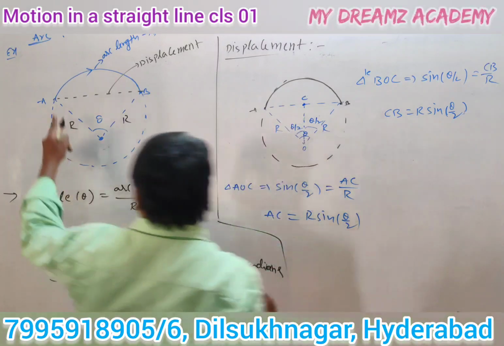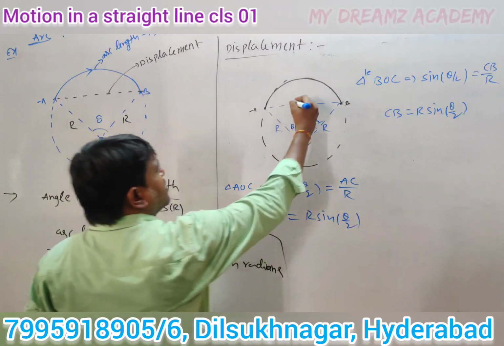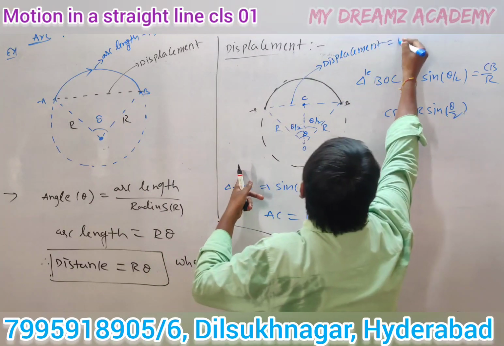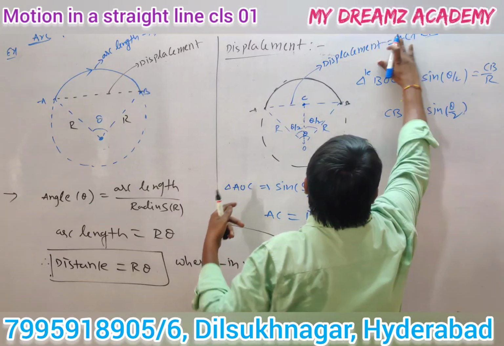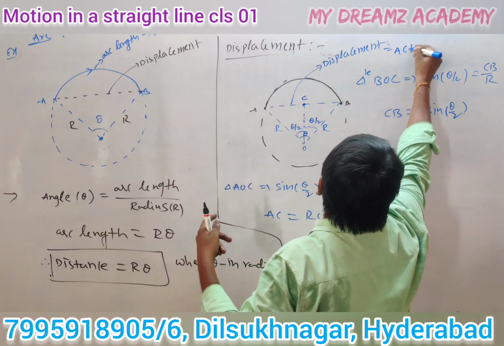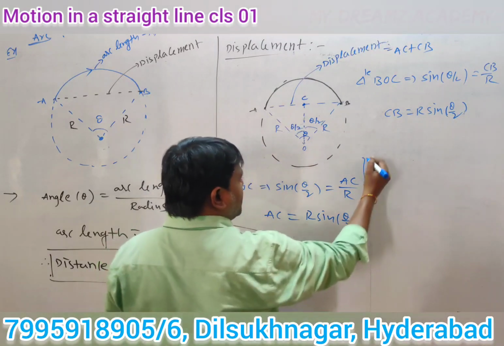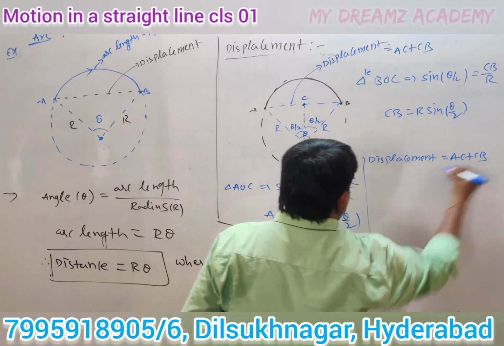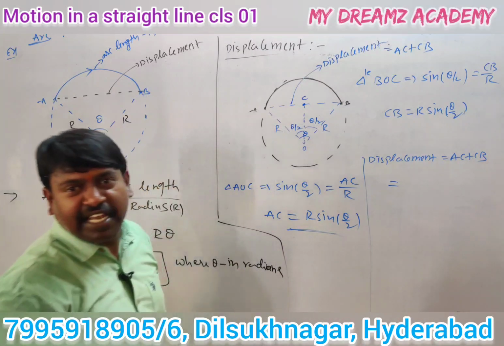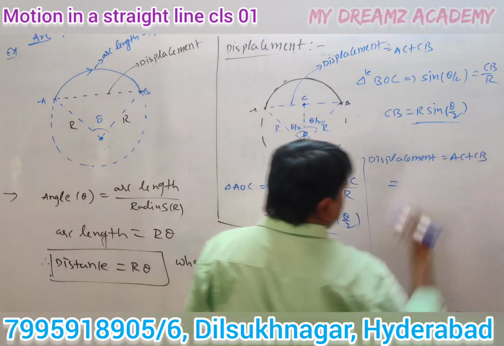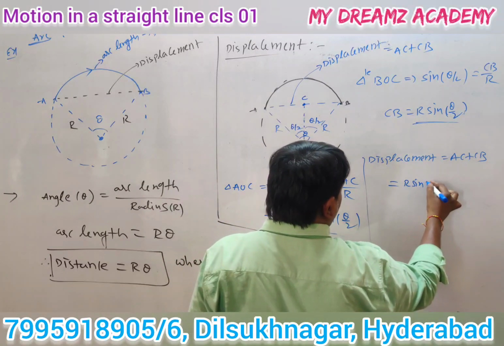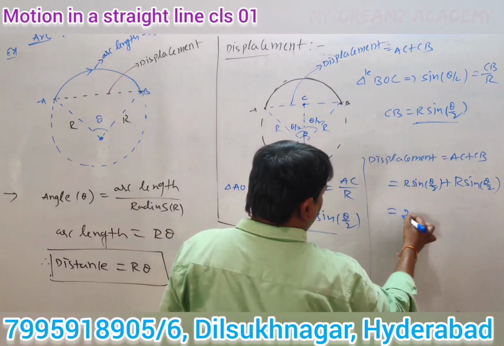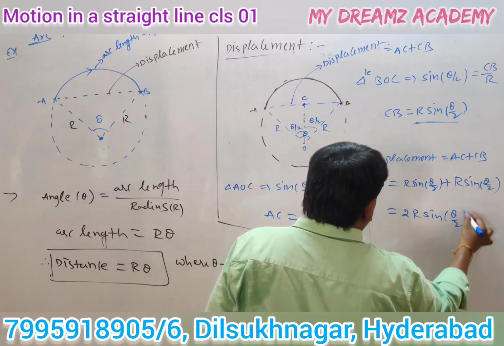So what is the displacement here? This is the displacement. Displacement equals AC plus CB. What is the displacement covered by the body in this case? Displacement equals AC plus CB. AC value is r sin theta by 2 and CB value is r sin theta by 2. So r sin theta by 2 plus r sin theta by 2 is 2r sin theta by 2. That is the displacement.